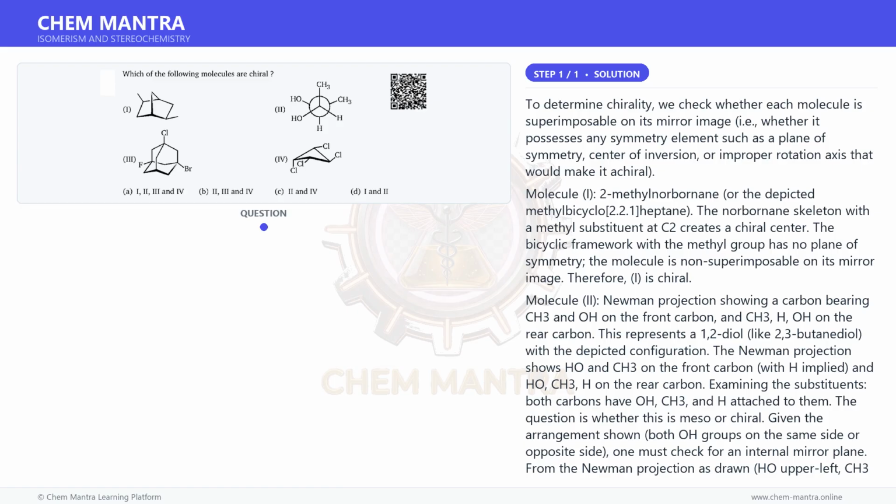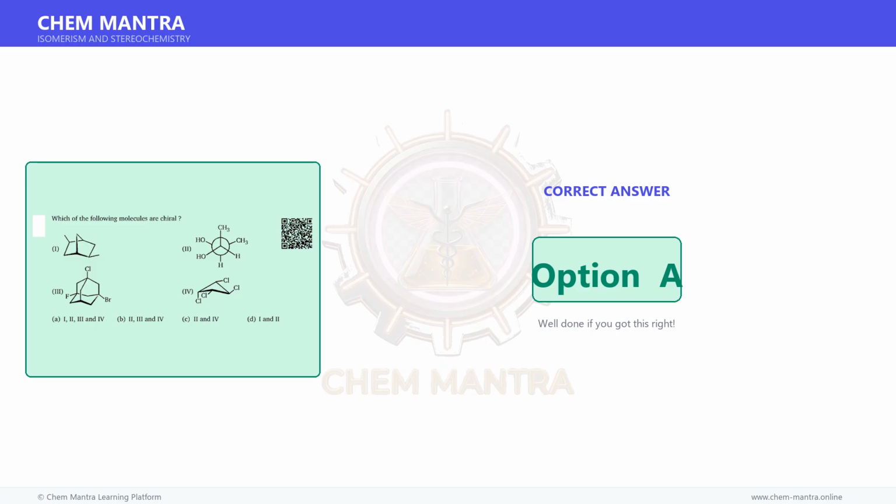Since all 4 molecules 1, 2, 3, and 4 are chiral, non-superimposable on their mirror images, the correct answer is option A. Therefore, the correct answer is option A.